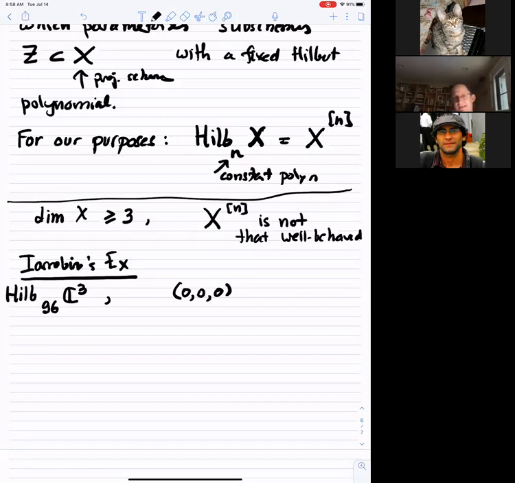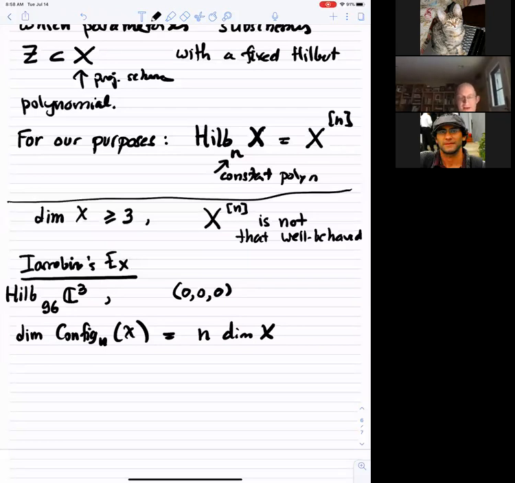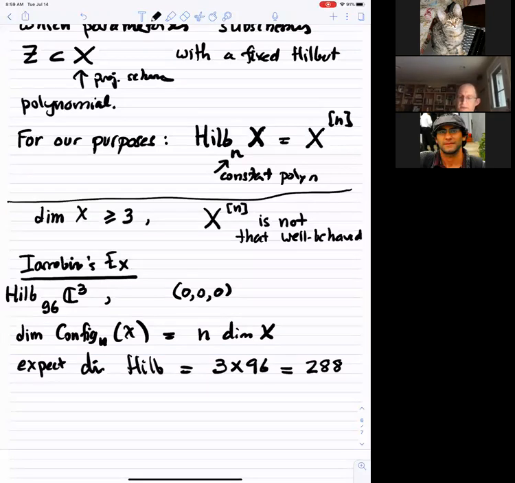So now you have n points in C^3, right? The dimension of the configuration space, I should have said this, is n times the dimension of X, because as an open set it is an open set of the symmetric product of X, and the dimension of that is n times the dimension of X. So in this case we expect the dimension of the Hilbert scheme to be 3 times 96, which is 288.